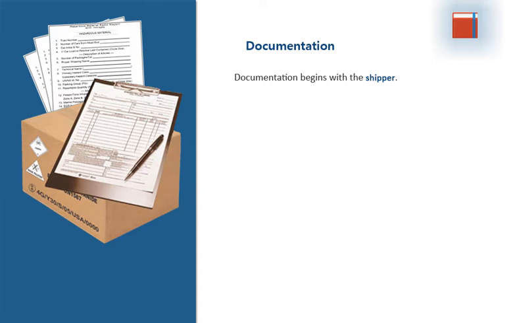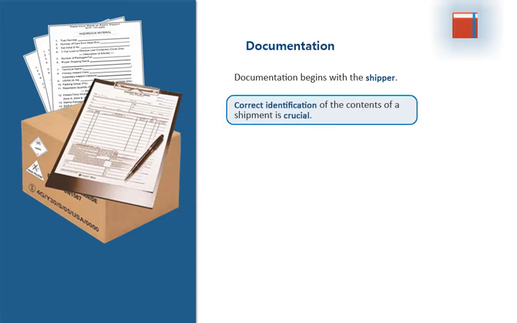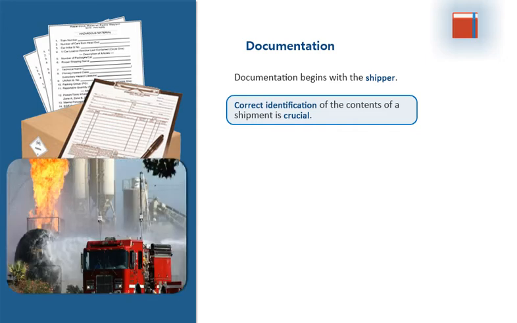Documentation begins with the shipper. Shippers are responsible to identify the contents of a shipment correctly on their shipping papers. Correct identification of shipment contents is required by federal regulations. Misidentified shipments can lead to disastrous, even deadly consequences in the event of a spill, fire, or derailment.